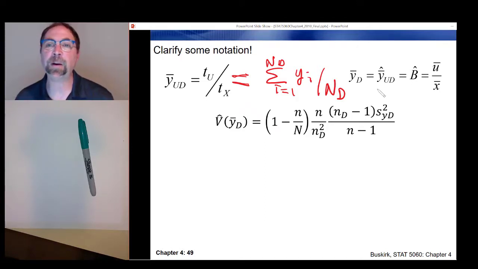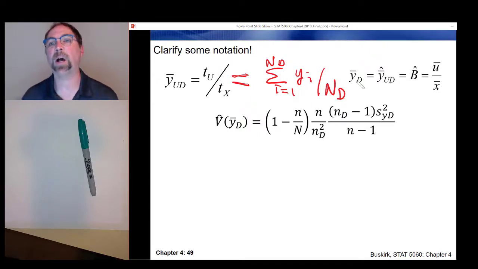So the variance of this estimator is akin to what we saw on the ratio estimators, but because x bar actually represents a function of little n sub d, which is the number of elements in your sample that are in the domain, you start to see a bit of simplification in this formula here.